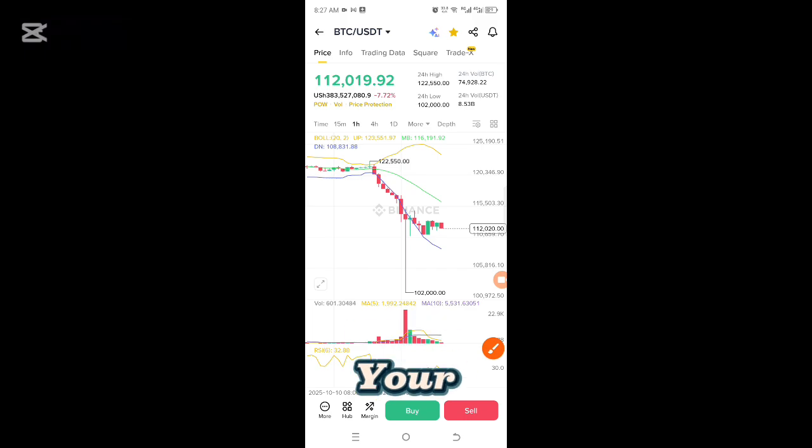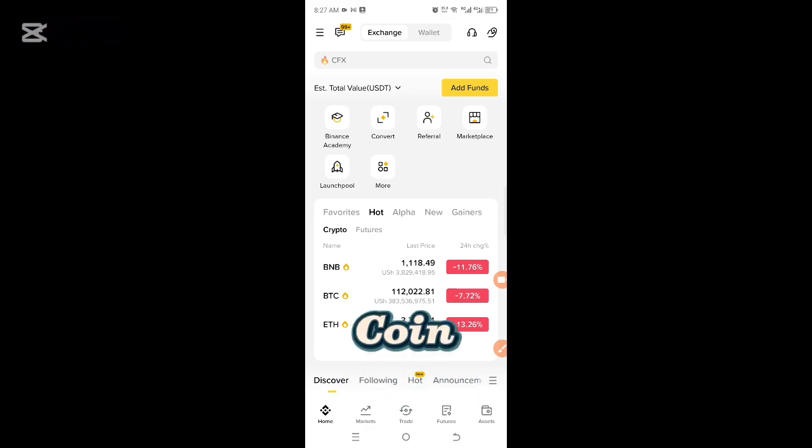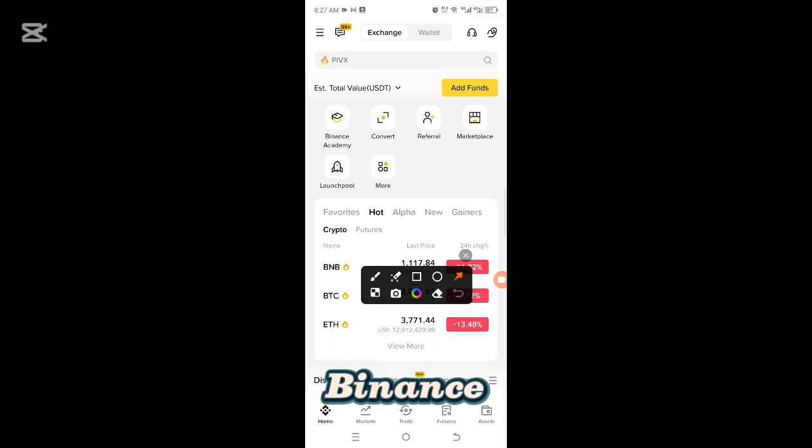Without wasting much of your time, let's go to what brought us here, which is purchasing a coin for holding or for selling after a short period of time. If you are on the Binance homepage, you come and click on where you see trade.